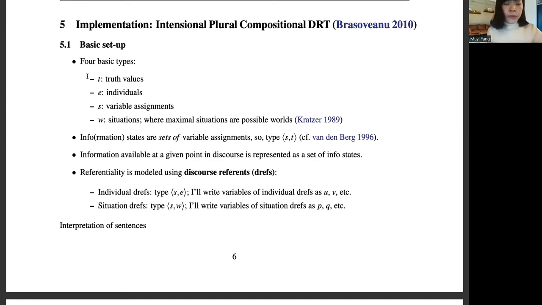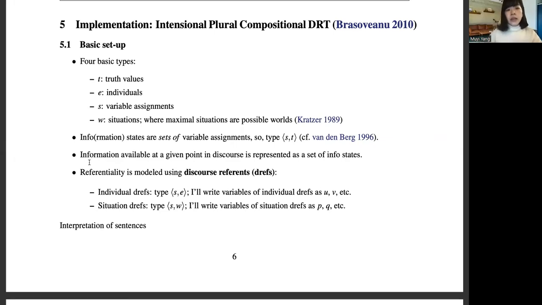So the basic setup. In this framework, there are 4 basic types: T for truth values, E for individuals, S for variable assignments, and W for situations. I'll just assume that possible worlds are maximal situations. So situations and worlds are of the same type. Information states are sets of variable assignments, so they are type ST things. And at a given point in the discourse, the information available there is represented as a set of information states.